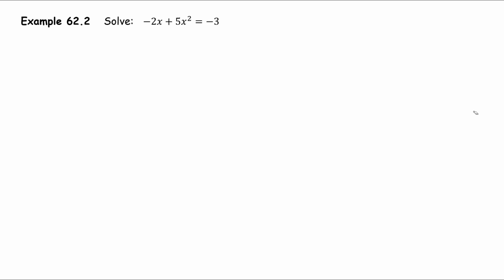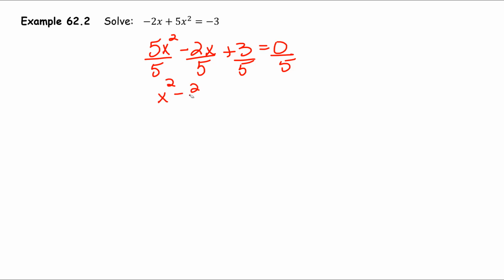Okay, one more. Again, we're going to get everything in order. 5x squared comes first, then the x term. Then I'm going to move the 3 to the left. And actually, if you're getting pretty handy at these problems, since you know you're going to put the constant back on the right side anyway, you could go ahead and leave it over there if you want to. All right, the first thing we have to do is divide everything by 5. Gotta have a 1 for your leading coefficient. That's going to give us x squared minus 2/5 x plus 3/5 equals 0.